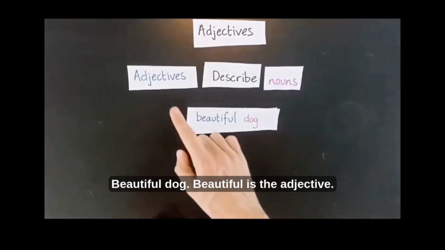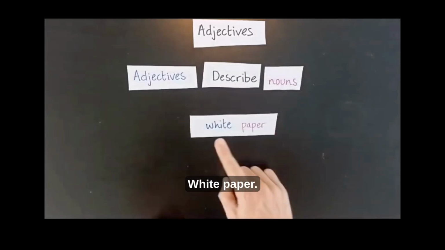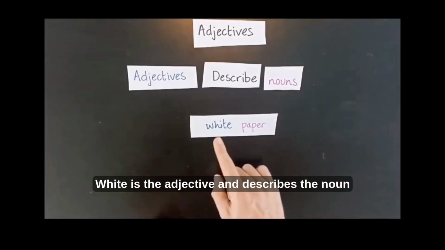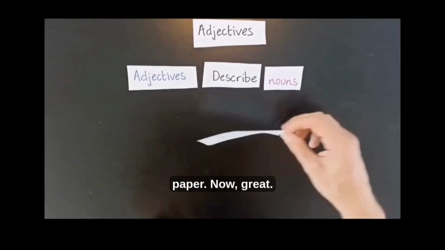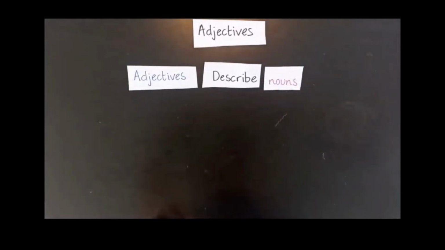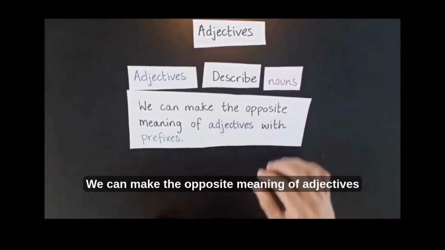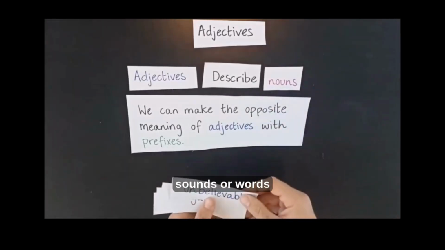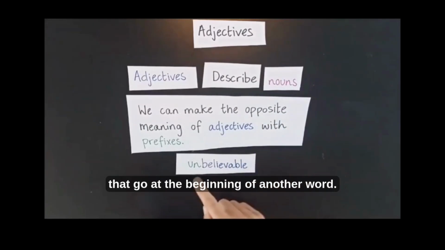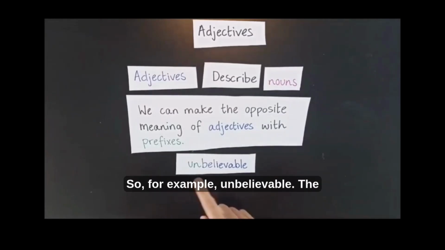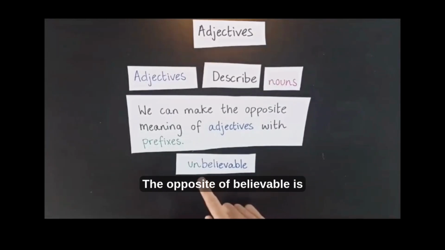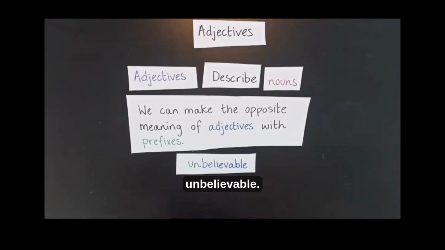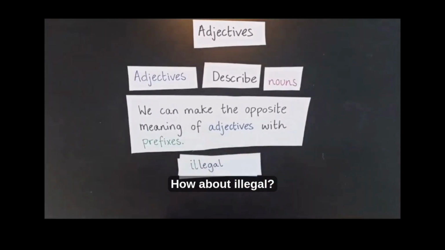Beautiful dog, beautiful is the adjective. White paper. White is the adjective and describes the noun paper. Now great. We can make the opposite meaning of adjectives with prefixes. Now prefixes are small sounds or words that go at the beginning of another word. So for example, unbelievable. Okay? The opposite of believable is unbelievable. How about illegal? Yep, the opposite of legal is illegal.